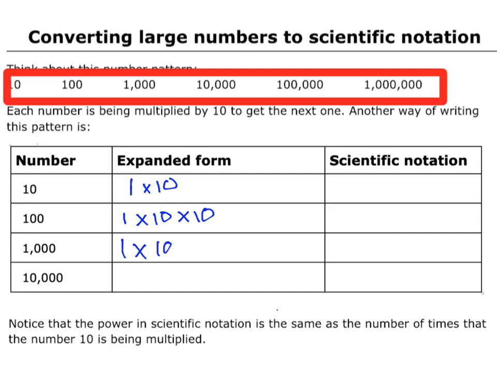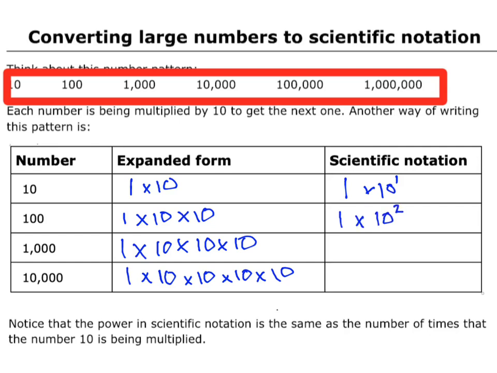1,000 is 10 times 10 times 10. 10,000 is 10 times 10 times 10 times 10. So you'll notice with all of these, we're always multiplying by 10, but we're multiplying a different number of times. So in scientific notation, I would write the first number as 1 times 10 to the power of 1, because I've got one 10. The next one I'd write as 1 times 10 to the power of 2, and that's because I'm multiplying by 10 twice.